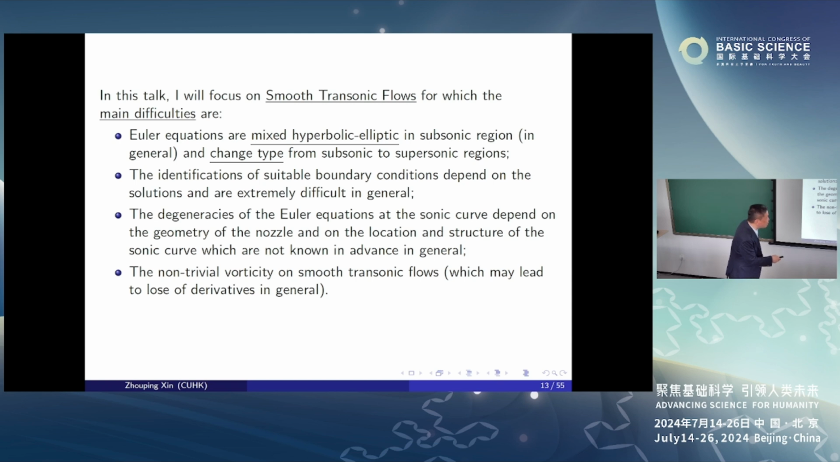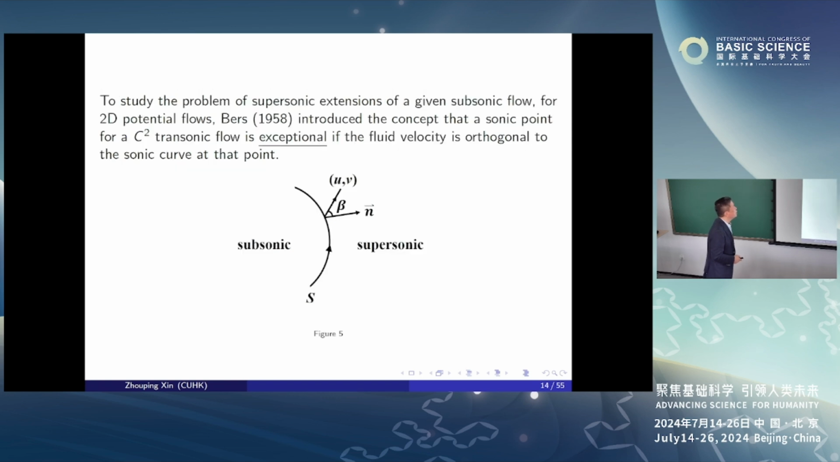But if you have vorticity, then in general you will lose derivatives. The question then is how do you get a high H4 theory? It becomes extremely difficult. How can you gain regularity in the transonic region? That becomes really difficult, and that's something we want to discuss.